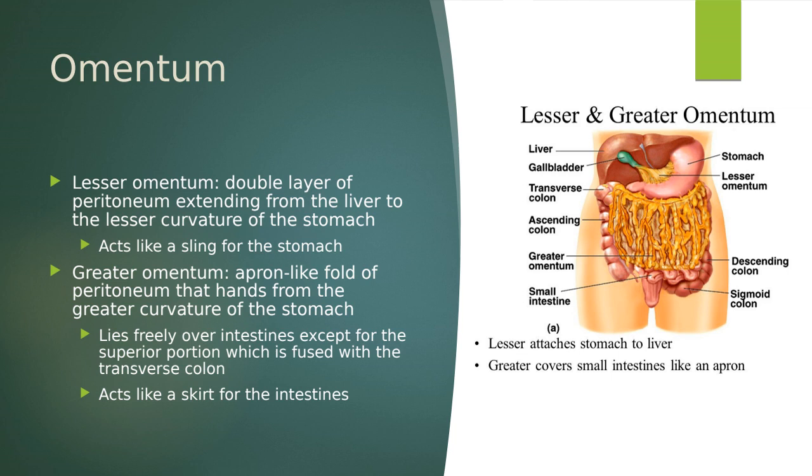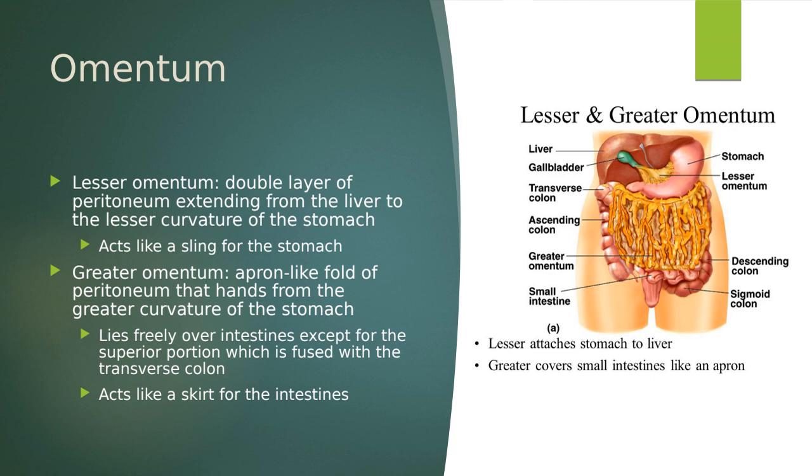So it's going to act like a skirt for our lower GI tract, and it's going to provide a lot of protection. It doesn't necessarily give us much structural support, but it gives us a lot of protection for those very soft tissue structures like our small intestine and our large intestine.